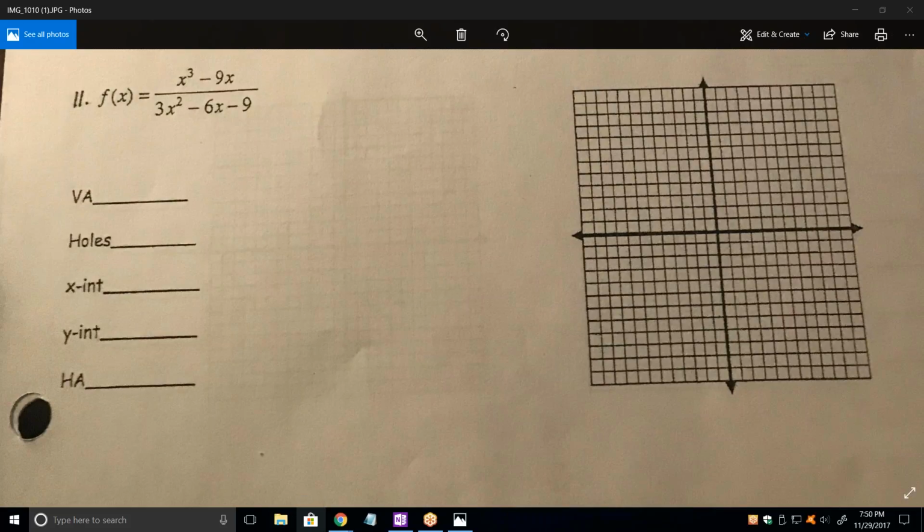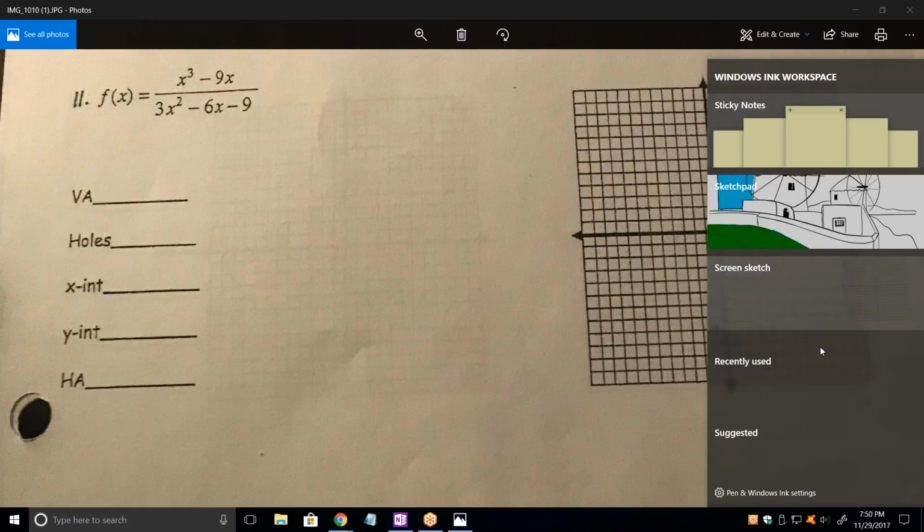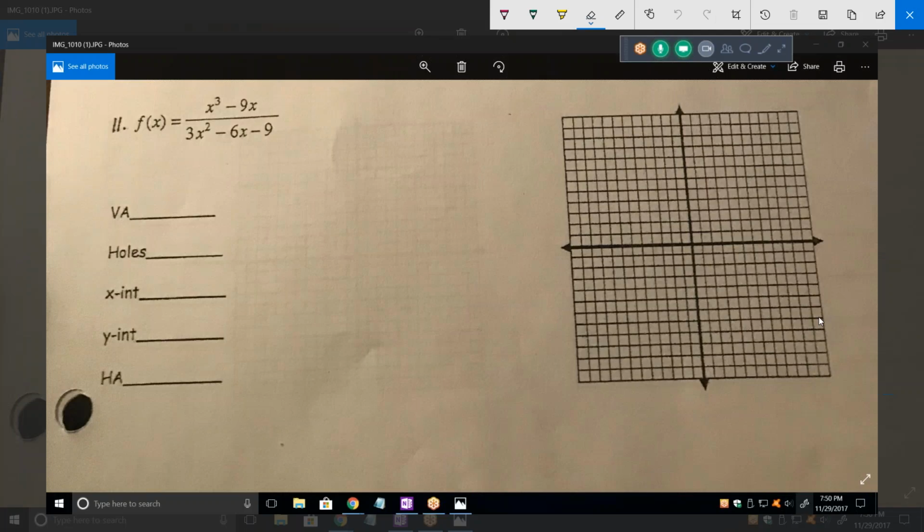What should we do first here? Factor. Yeah, because we may be getting our first hole here. Factor the numerator: x, and then in parentheses, x minus 3, x plus 3. Okay, so it becomes x squared minus 9, which is x minus 3 times x plus 3.